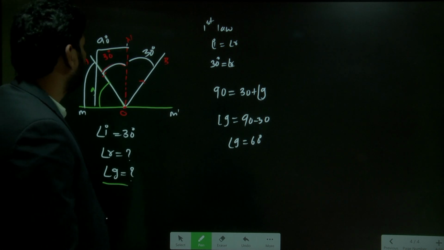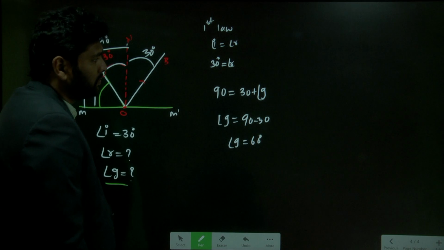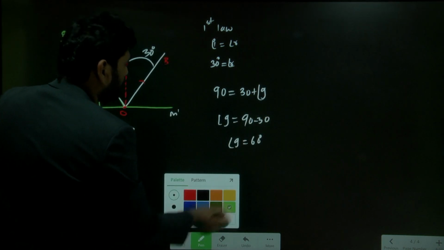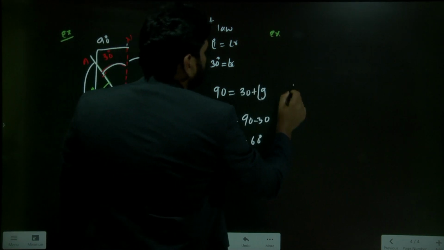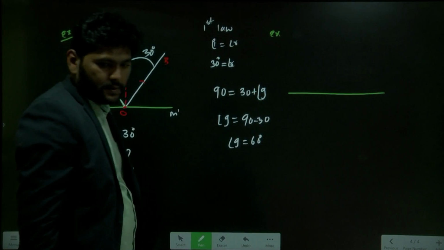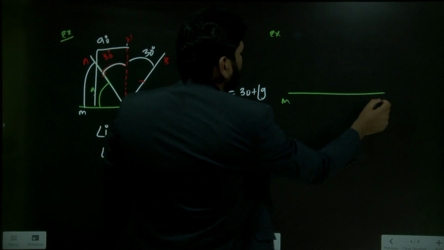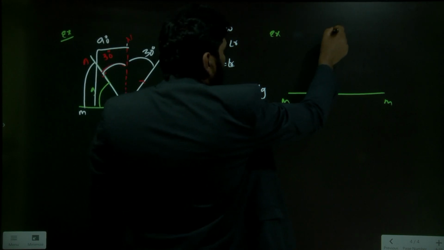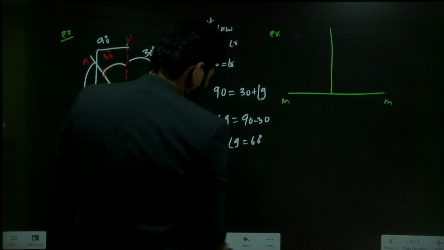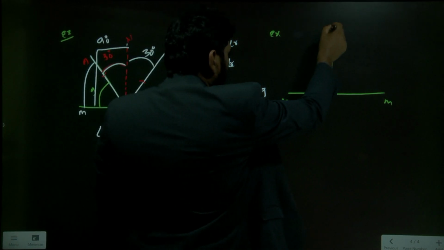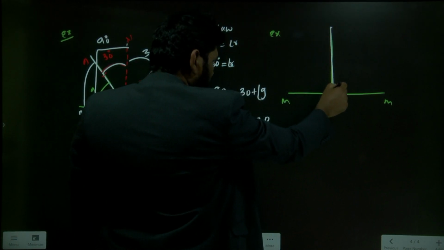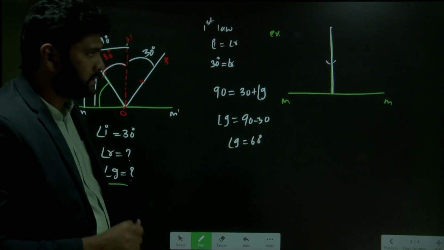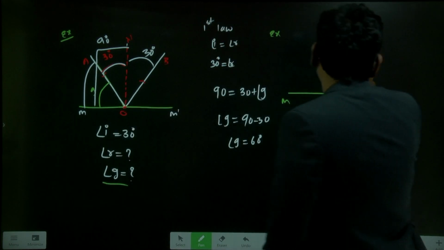Similarly, I'll give one more question. One more example. So this is your surface, this is your surface M dash. Now when M dash is the surface, the light ray is incident this way, along the normal.